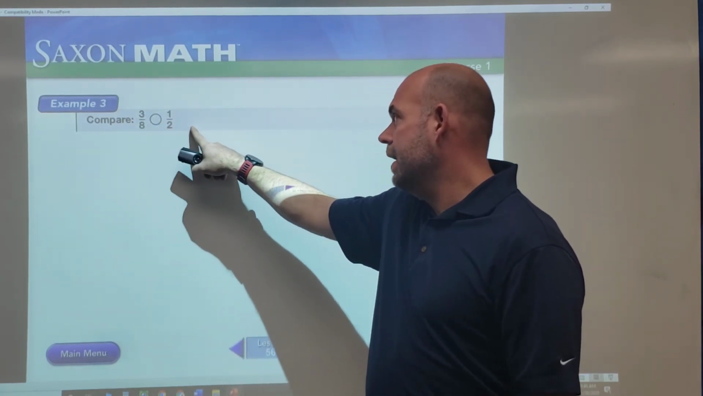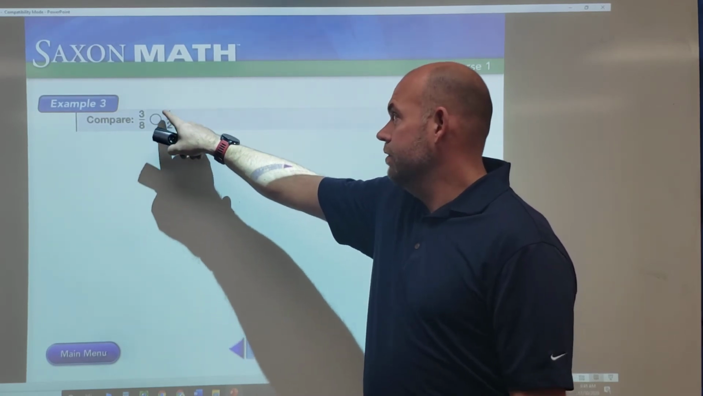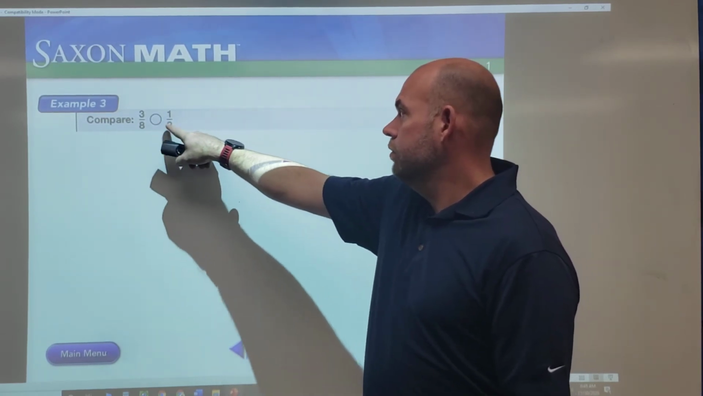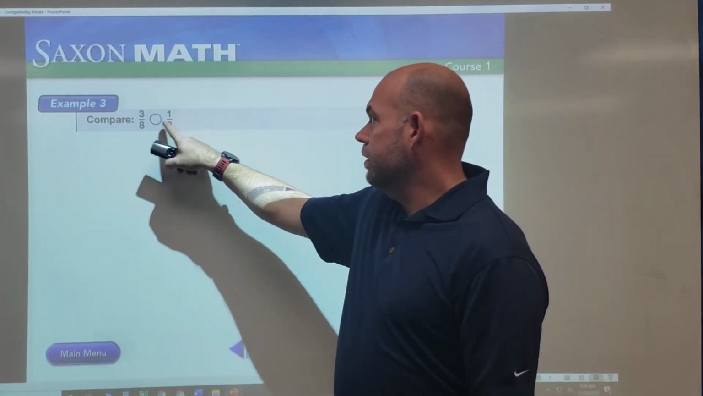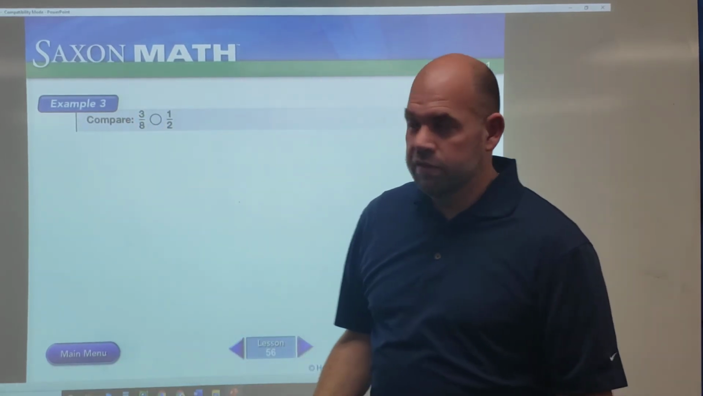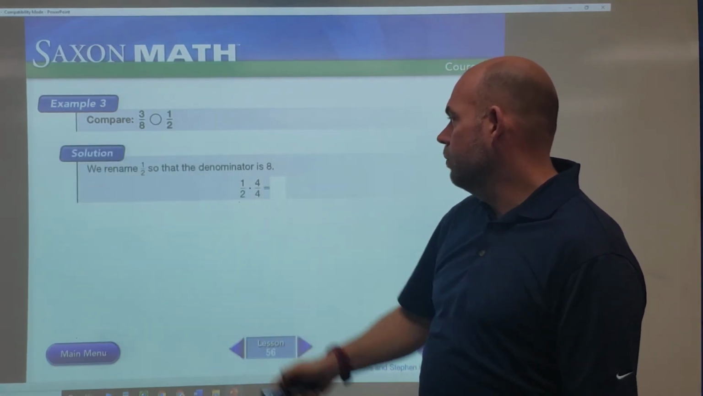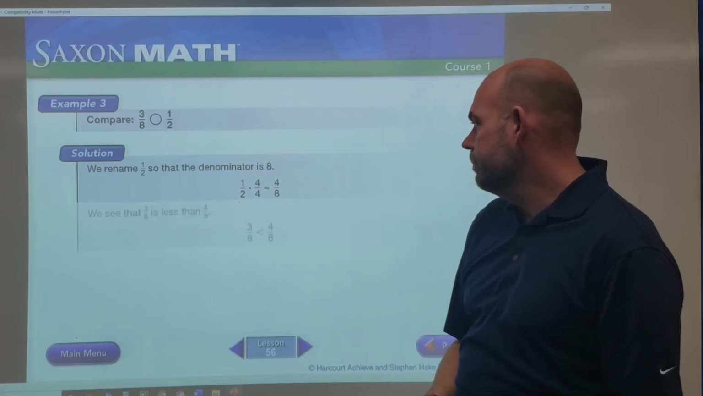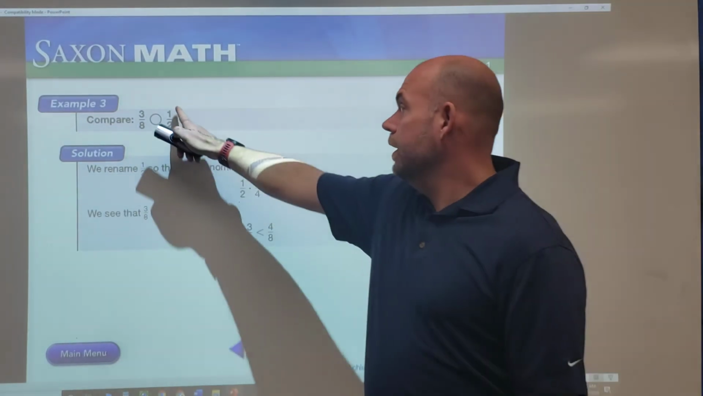To change a 2 to 8, we have to multiply it by 4. 4/4 times 1/2 is going to be 1 times 4 is 4. 2 times 4 is 8. So we get 4/8. And what's bigger, 4/8 or 3/8? Well, 4/8 is, of course. Okay, so we're just going to change that. Multiplying 1/2 by 4/4, we get 4/8. Then we compare it. 4/8 is greater than 3/8. So it's easy when you only have to do one.